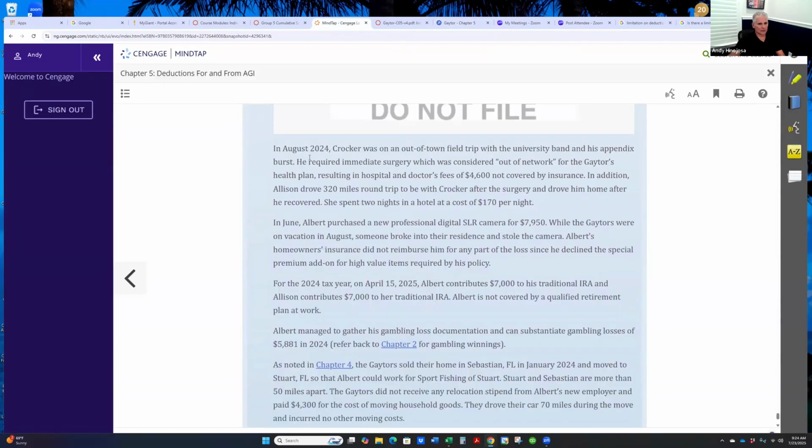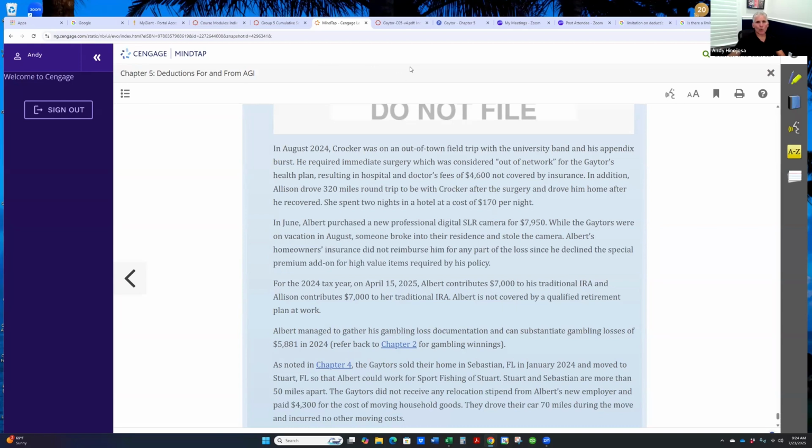See some other things that are listed here. In August of 2024, Crocker was on an out-of-town field trip with the university band, and his appendix burst. He required immediate surgery, which was considered out of network for the Gators health plan, resulting in hospital and doctor's fees of $4,600 not covered by insurance. So those are medical expenses not covered by insurance, definitely tax deductible.